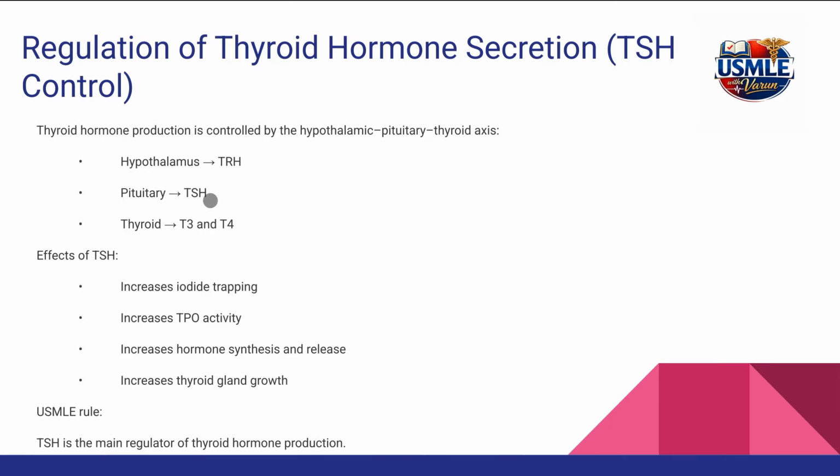TRH from the hypothalamus leads to release of TSH from the pituitary, which leads to release of T3 and T4 from the thyroid gland. The effects of TSH include increased iodide trapping at the follicular cell level. It increases TPO activity, which leads to increased oxidation and organification, increased hormone synthesis and release, and also increases thyroid gland growth. So TSH also plays a role in increasing the mass of the thyroid gland.